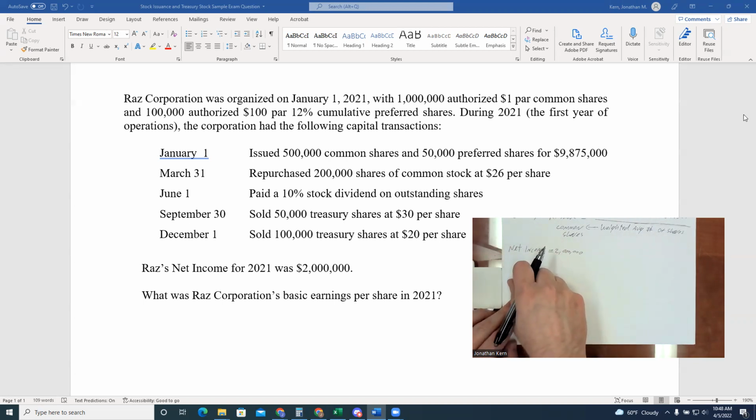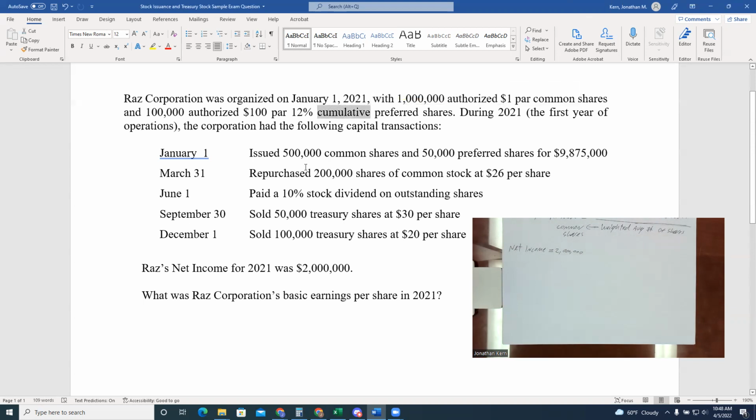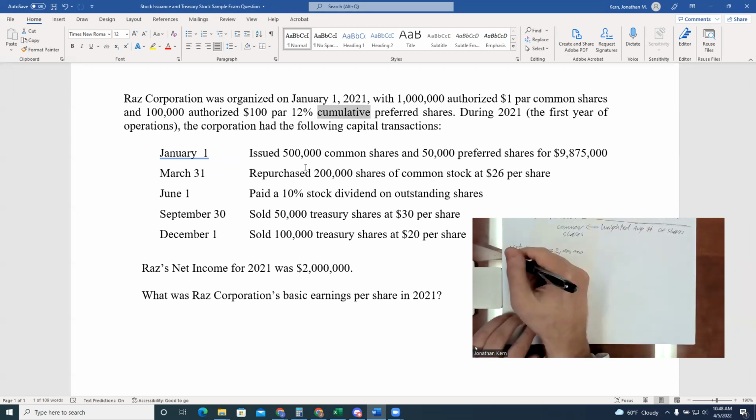So the question doesn't tell us if a dividend was declared or not, but the question tells us that the preferred shares are cumulative. If they're cumulative, we're going to subtract the preferred dividend whether it is declared or not. Because even if it's not declared, the company would have to pay these preferred dividends in future years in which they declared dividends. So we're going to always subtract off the cumulative preferred dividend. If the question said non-cumulative, then we wouldn't subtract it off. But it's cumulative in this case, so we will subtract it.